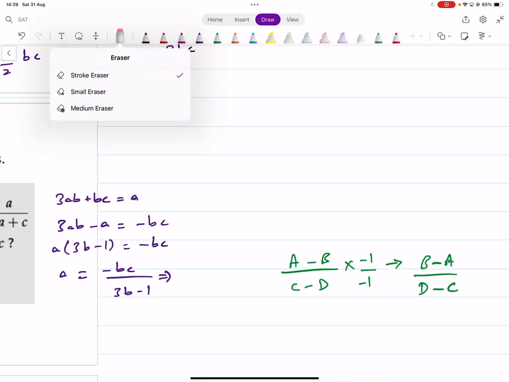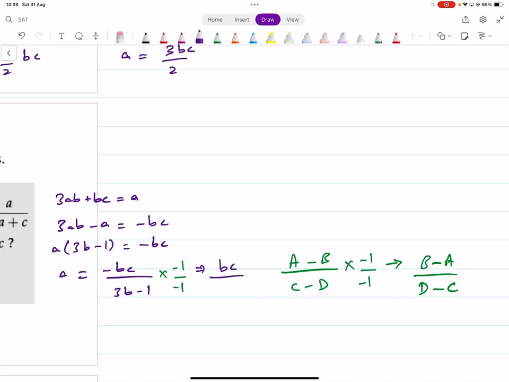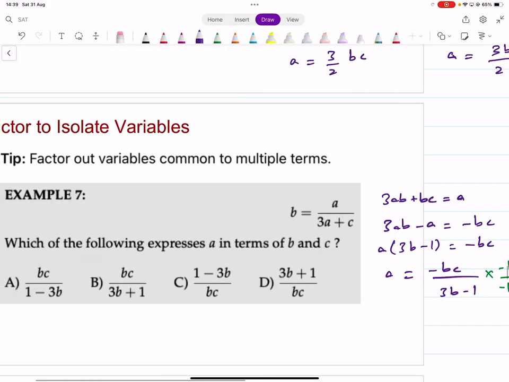You multiply and divide by negative 1. Make sense? In the numerator, that gives you BC. In the denominator, minus 3B plus 1. That's the same thing as 1 minus 3B. And that's the first option there.